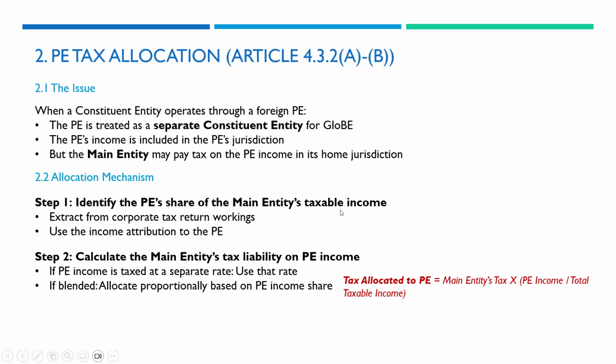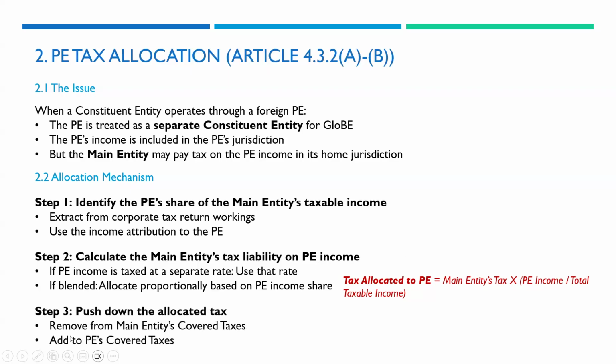First thing is you have to calculate how much of the PE's income is there in my tax returns and how much tax I am paying on it, and then push down the allocated tax. Remove that from my covered taxes, then add that to the PE's covered taxes. How simple can it be? Is it clear? Just take it out from you and put it into the PE. These things will not be separately available. That's why I'm telling you, identify the income and then extract whatever tax you're paying on it, so that you have an amount which you can push down to the PE. Is this clear?